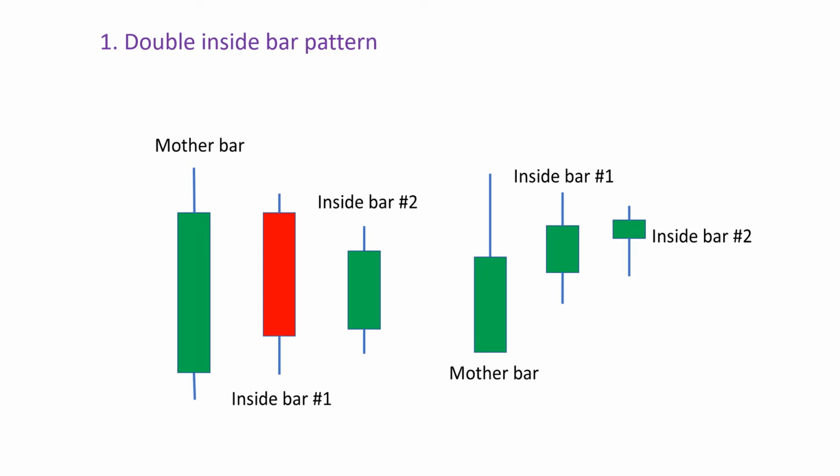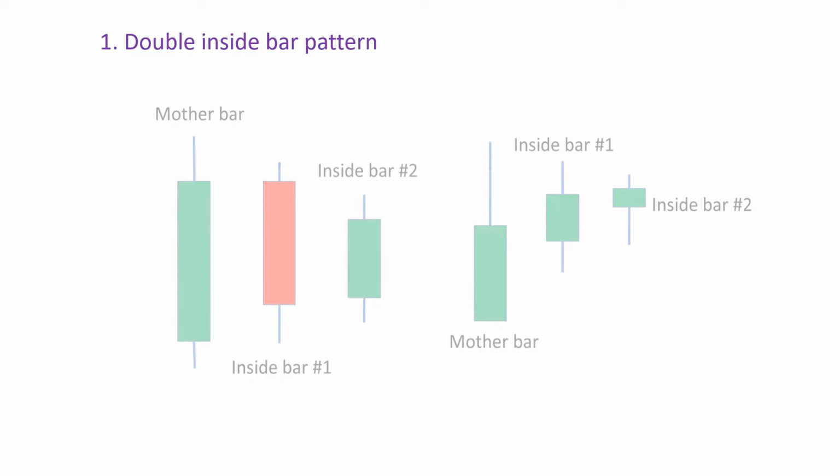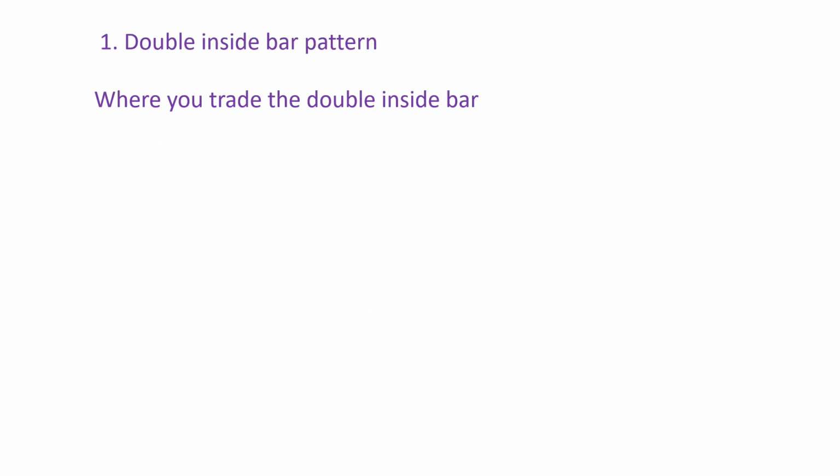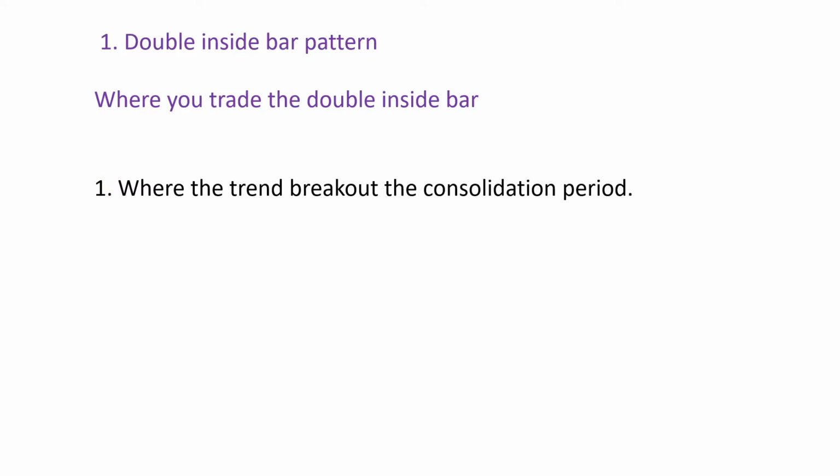To enter the trade, we need momentum. We need to have a strong imbalance between buyers and sellers to break the short-term support or resistance of the inside candles. I'm also going to show you where you trade the double inside bar. The first one is where the trend breaks out of the consolidation period. This way you have momentum and you have the best opportunity to enter the trade.